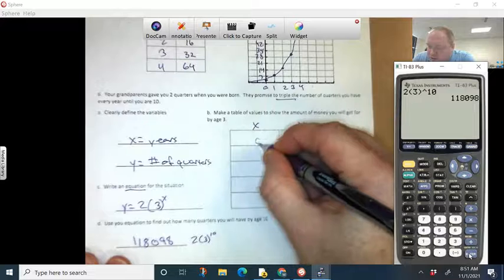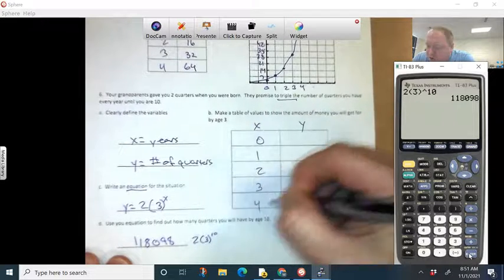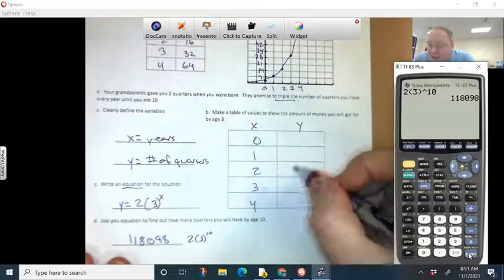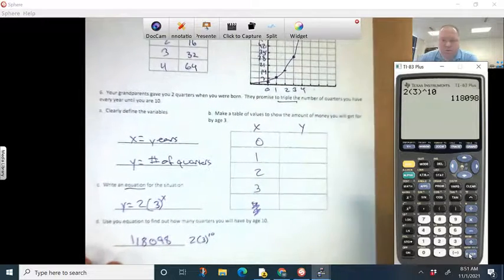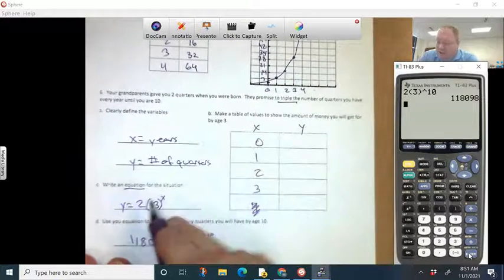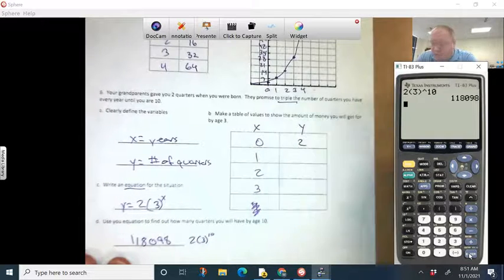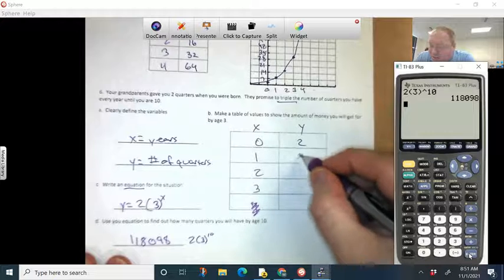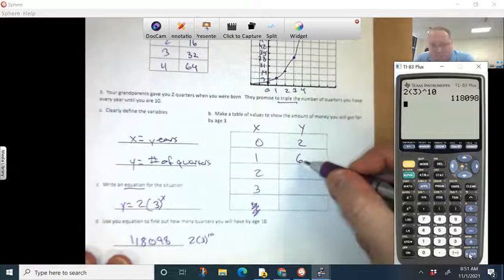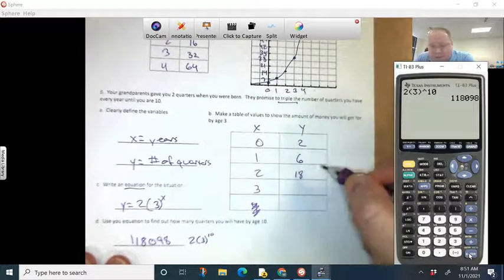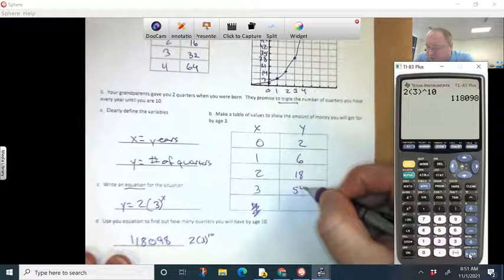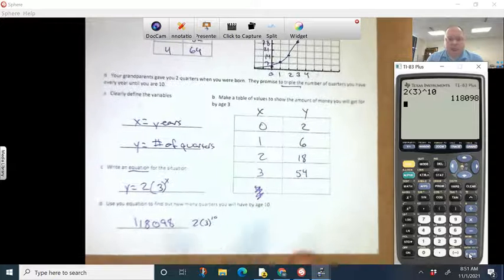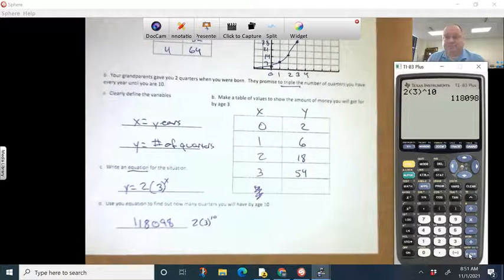So 0, 1, 2, 3, 4. And, by age 3. Okay, so we don't need the 4th one. So I know at age 0, I have 2 quarters. But since I'm tripling, after 1 year, now I'm at 6. Triple that, that's 18. And triple that, that's 54. And that's all there is to it.